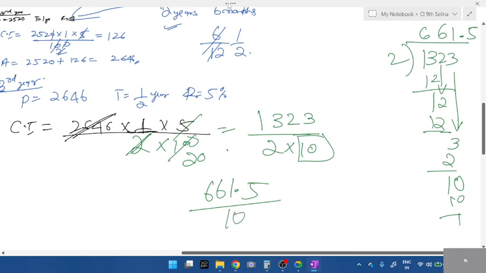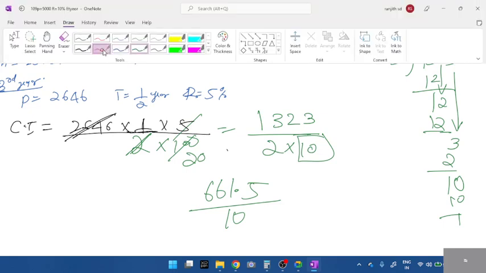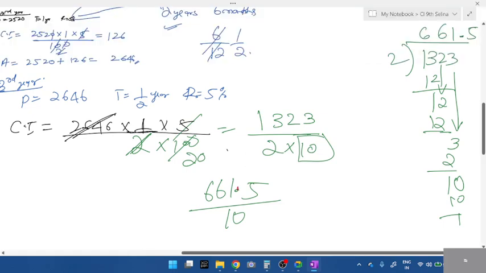Use shifting method for division. Which side do we move the decimal? Left hand side or right hand side? All three of you remember shifting method? Left hand side. Left hand side, what's the answer?